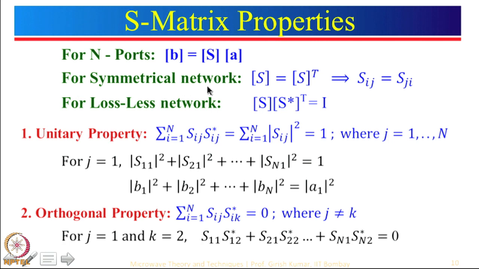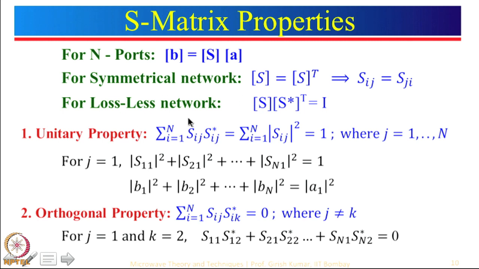So, for a symmetrical network, if S is equal to S transpose, that really means Sij is equal to Sji, where i and j can be anywhere from 1, 2, 3 up to n. So, if this property is satisfied, that means it is a symmetrical network.